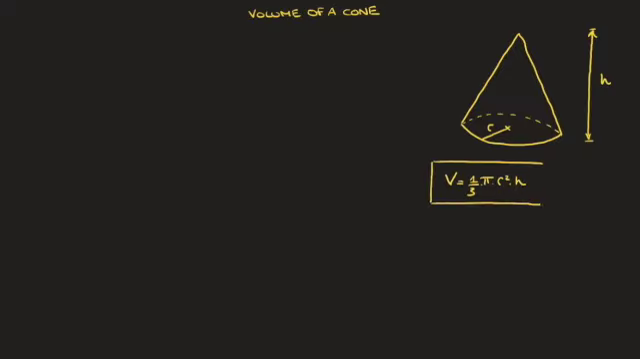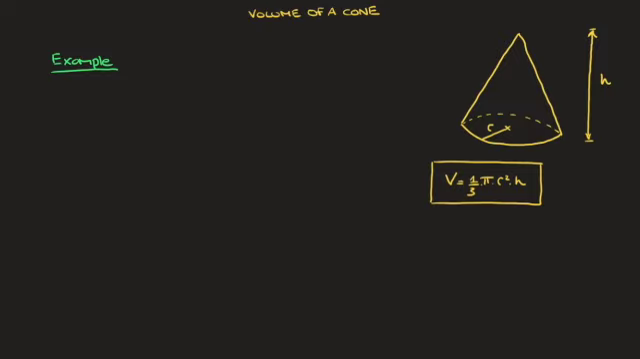Do make a note of it. And in fact, I'll read through that again. The volume of a cone is equal to 1/3 times pi times the radius squared times the height. Now let's see how to use that formula with an example. And I'll just write example here, example.